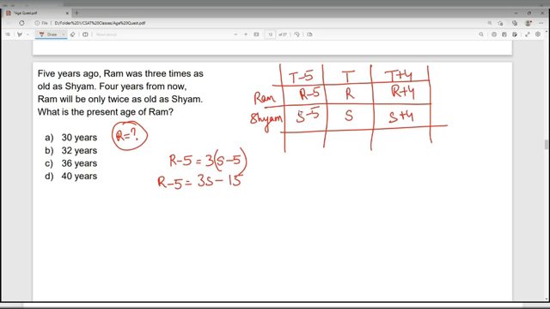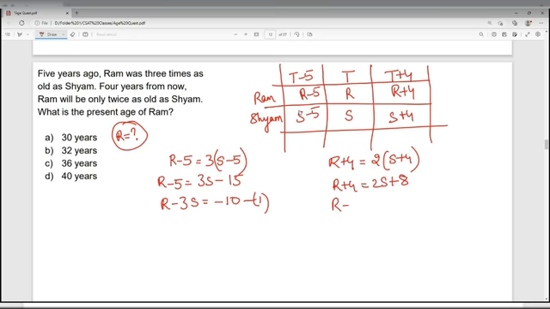So this becomes R minus 3S is equal to minus 10. If you bring this here, it becomes minus 3S, and if you bring this minus 5, it becomes plus 5, and minus 15 is minus 10. So you have this one equation. And then they have said 4 years from now, Ram will only be twice as old as Sham. So 4 years from now, Ram's age will be R plus 4, and he will be twice as old as Sham, 2 into S plus 4. So R plus 4 is 2S plus 8, and then R minus 2S is equal to 4.